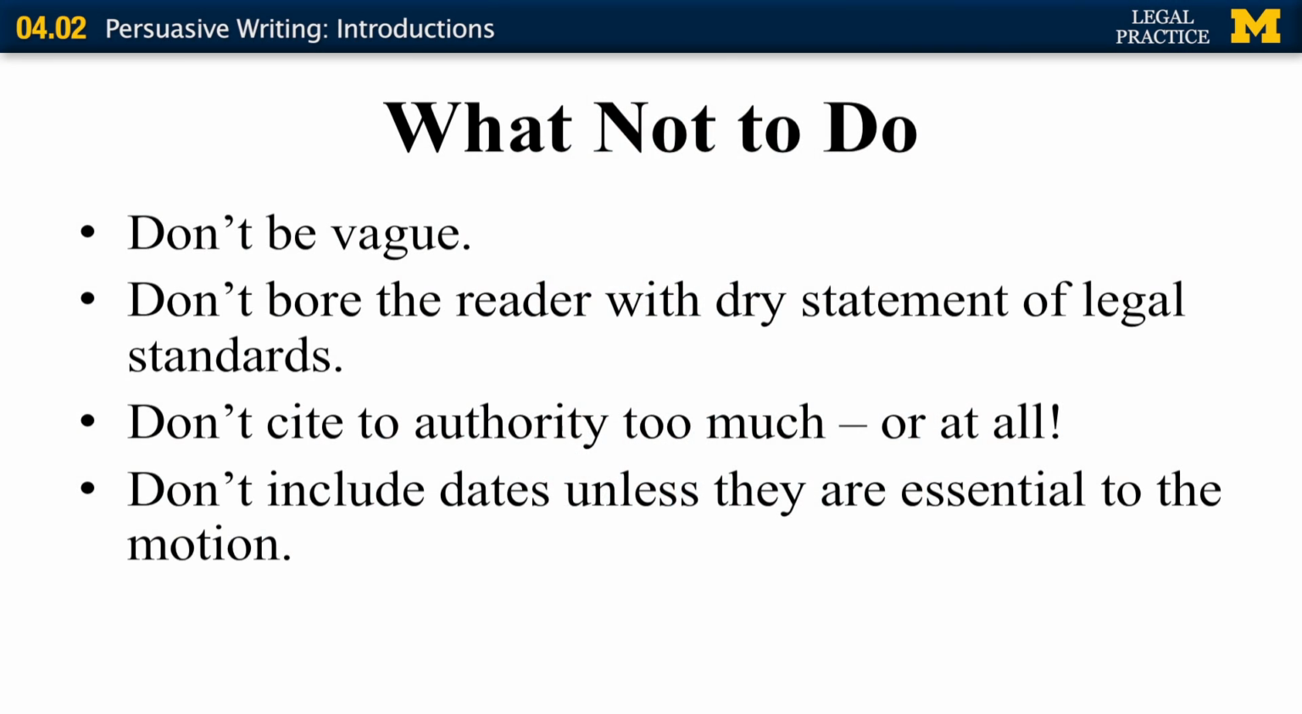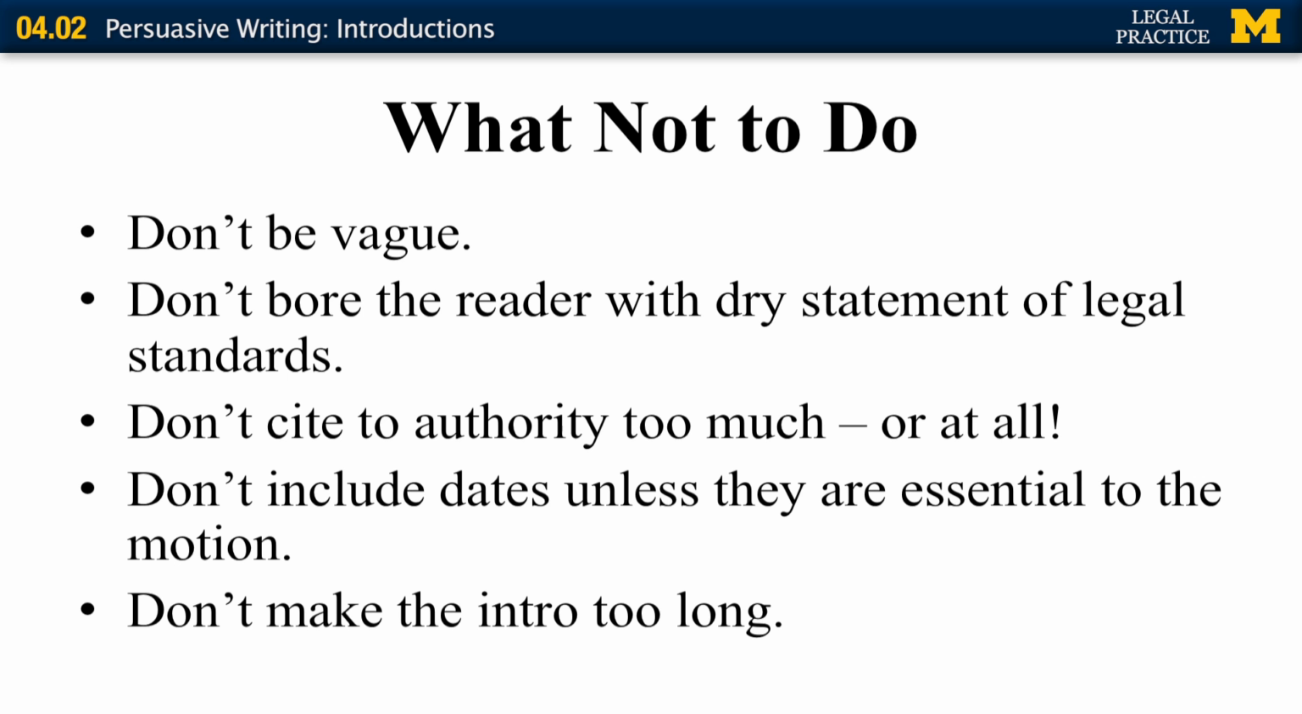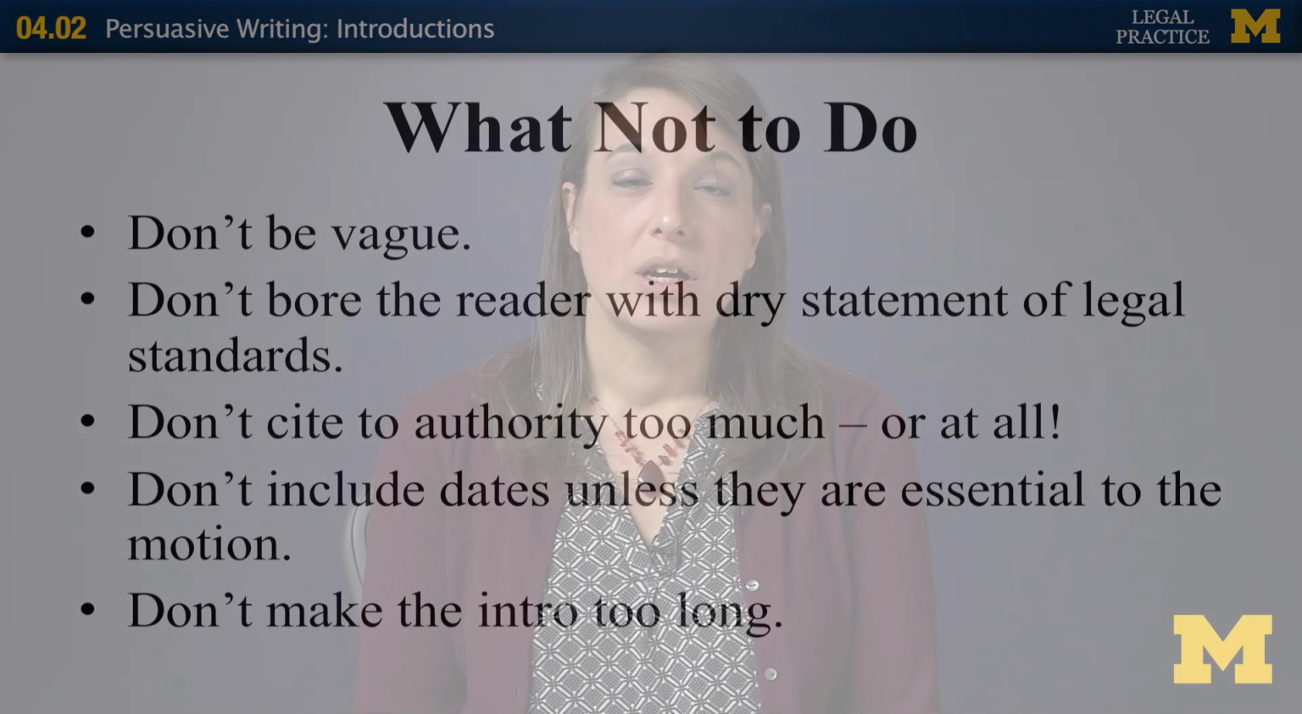Don't include dates unless they are essential to the motion. Again, those can be some dry details that aren't essential to conveying your reader's story. And finally, don't make the introduction too long. The examples that I showed you from House versus Napolitano were from a motion and an opposition that addressed a number of complex and lengthy legal arguments. So the introductions were two somewhat lengthy paragraphs. For a motion that's only 10 to 12 pages, you may need a single paragraph to convey in a short and sweet way what the motion is about.